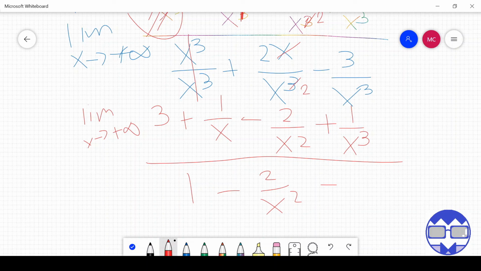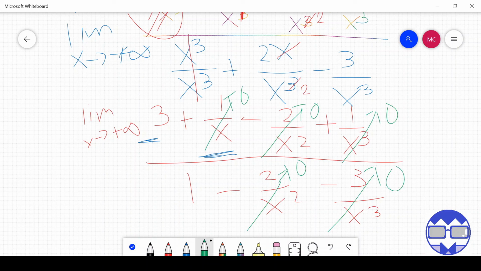Now we can try to substitute our infinity. Of course 3 here is just 3, but if we have 1 over x, if you remember our theorem, the limit of 1 over x as x approaches infinity is 0. Same goes for negative 2 over x squared, because it's x to the power of n. This is 0, and this is also 0. Here we have 1 in the denominator, 2 over x squared is 0, and 3 over x cubed is also 0.